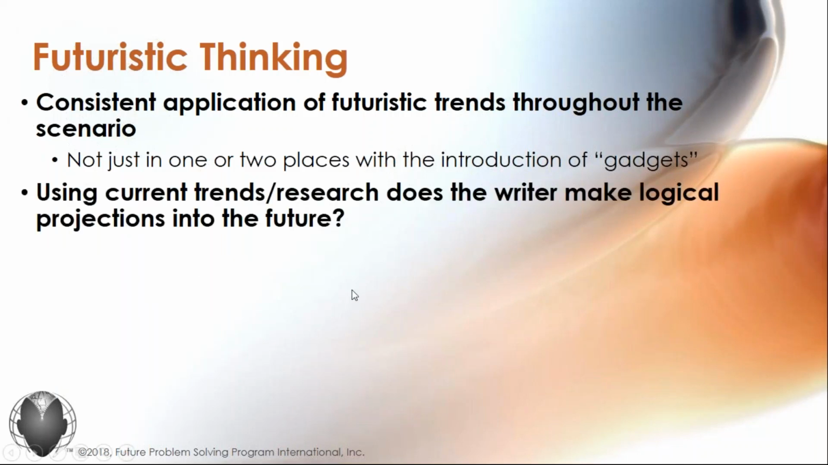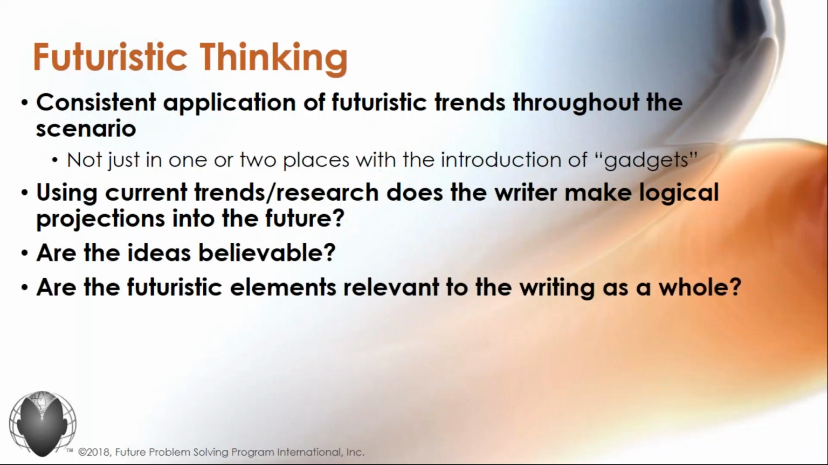We want to see the students have used these trends in research as logical projections into the future. Have they taken these futuristic trends from research, from YouTube videos, and logically predicted it within their storyline and made it real and believable? It should almost feel natural. I just mentioned this idea as being believable. So can we actually think, this might really happen in the future? Are they relevant to the writing as a whole?